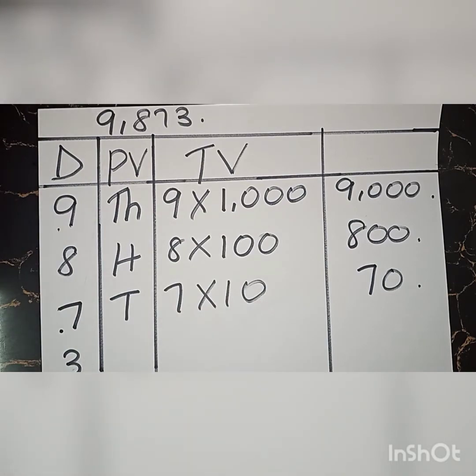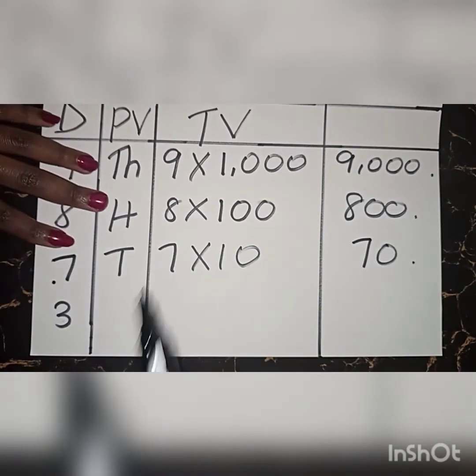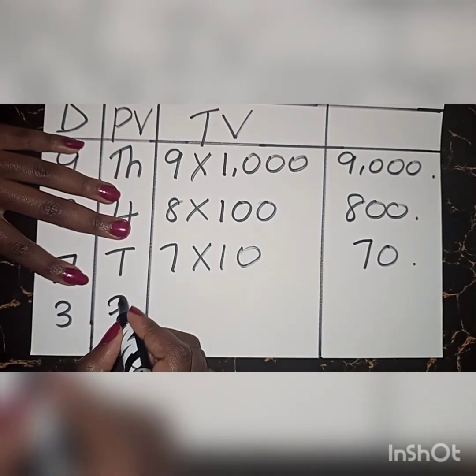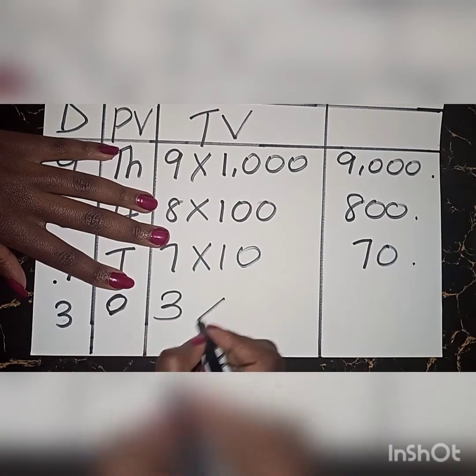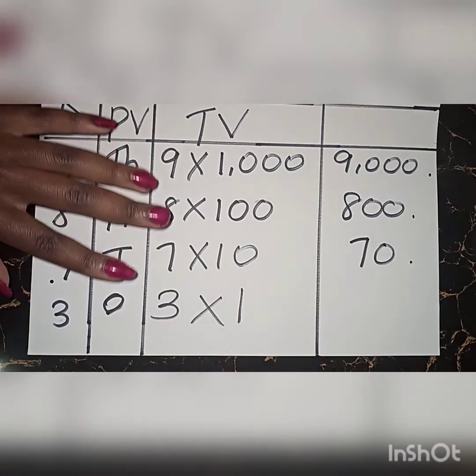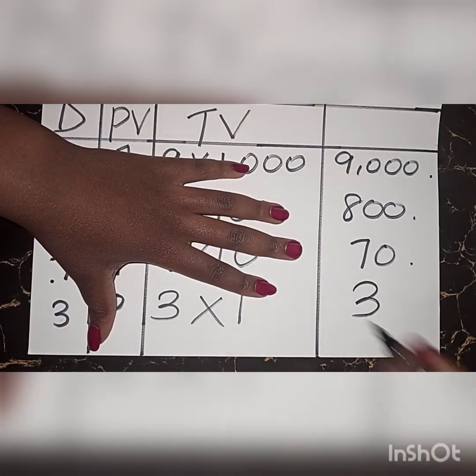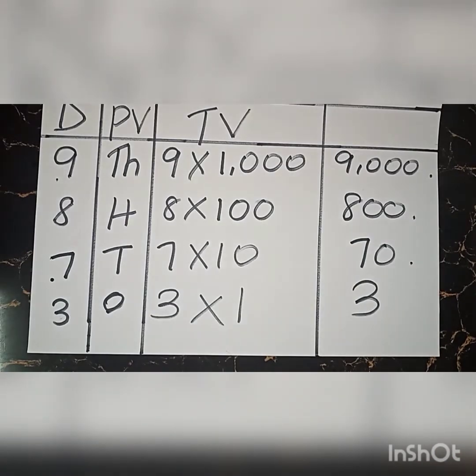Okay, and last but not least, what is the place value of 3 in this number? The place value of 3 is ones. So here we'll have ones. Okay, so here we'll have 3 times 1. So that means that the actual total value of 3 in this number is 3.